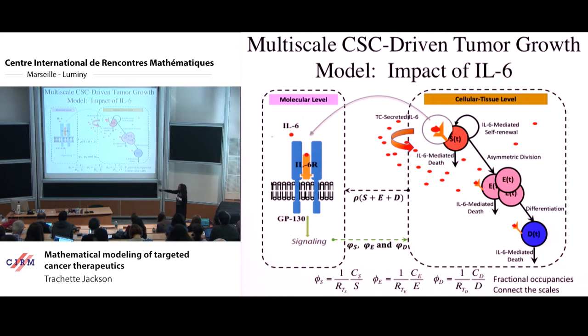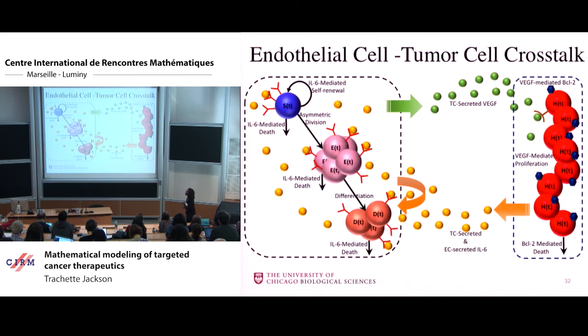We have the occupancies of those receptors that feed into the proliferation rates of the cancer cells in their growth and their death. And we still have the crosstalk, right? So we still know that the cellular compartment, the cancer cellular compartment, is talking to, communicating with the vascular compartment bidirectionally. So we still have that piece in there too.